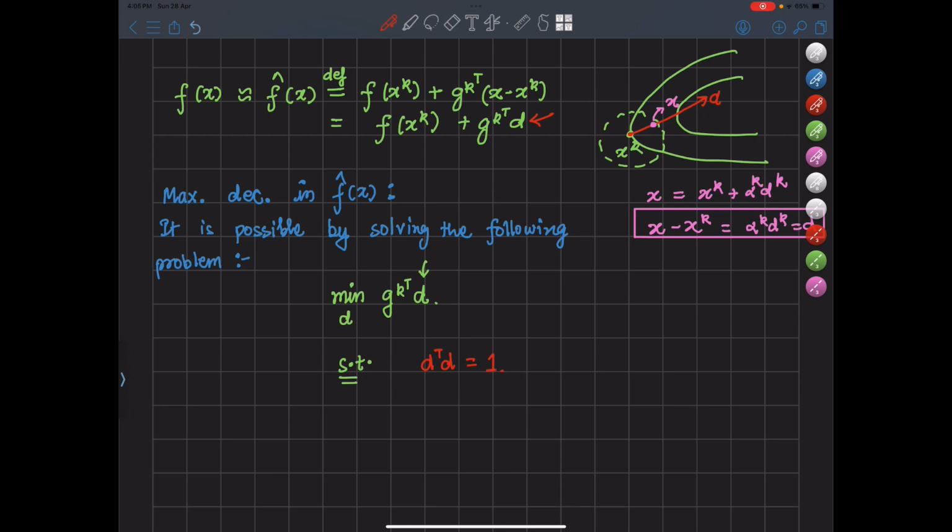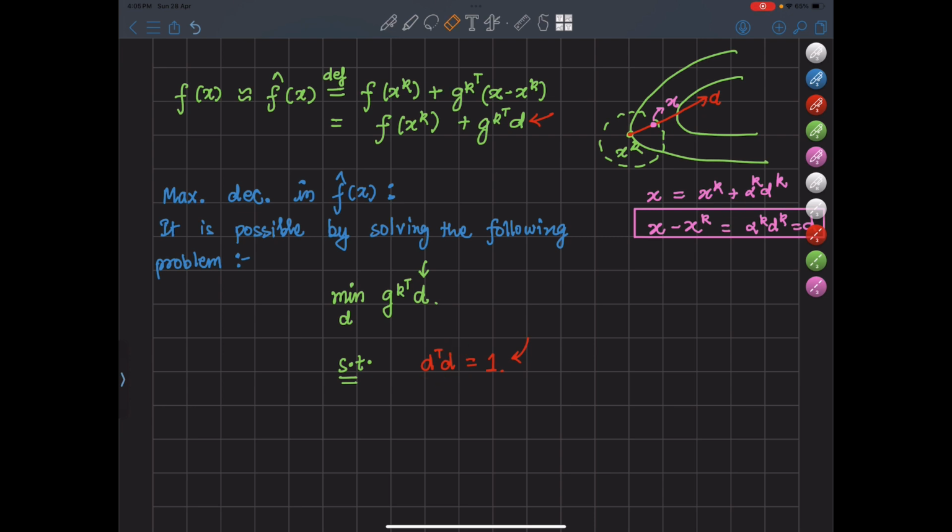So why is this constraint here? What it means is we want to find a direction, and magnitude doesn't matter actually. Magnitude we'll find later. We want to find a direction in which if we move, we get the maximum decrease in f(xk). So we can assume that the magnitude of d is 1. We want to find the best direction, so we are removing the step length away.